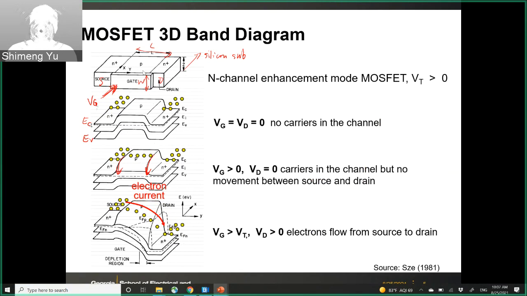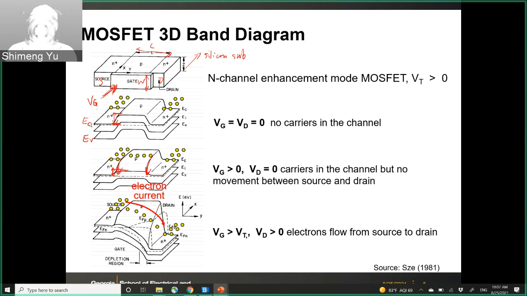The surface means the interface between the silicon and the silicon dioxide, the gate dielectric. So the band will be bent. As a result, this barrier between source and channel will be reduced here. You see this barrier height is reduced compared to the original state. So that means the electrons will have the probabilities to jump over that barrier.